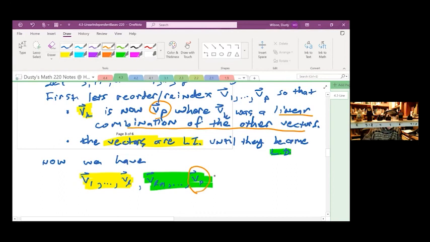And this VP right here, this is the old VK that was kind of in a weird spot.